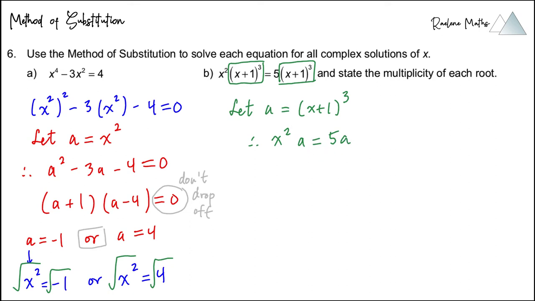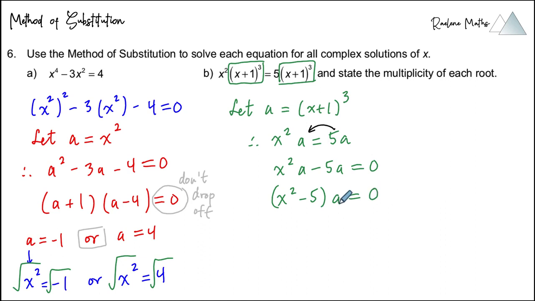Now, we might be tempted to divide both sides by a, but we have to be careful with division. We can never divide by 0, and because a is a variable, x plus 1 is a variable, we don't know if that quantity equals 0. So don't ever divide to solve. Instead, we take everything to one side of the equation where we have a common factor. We take out the common factor, and we get that x squared minus 5 gets multiplied by a.